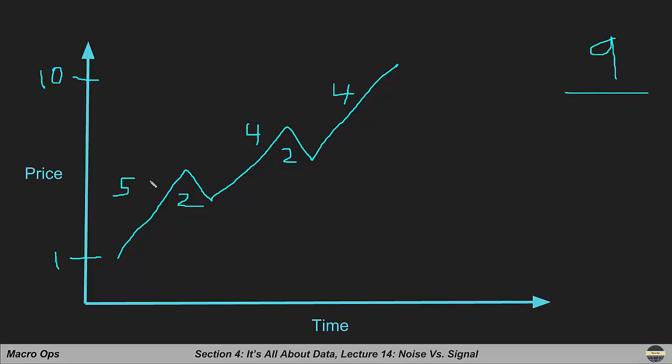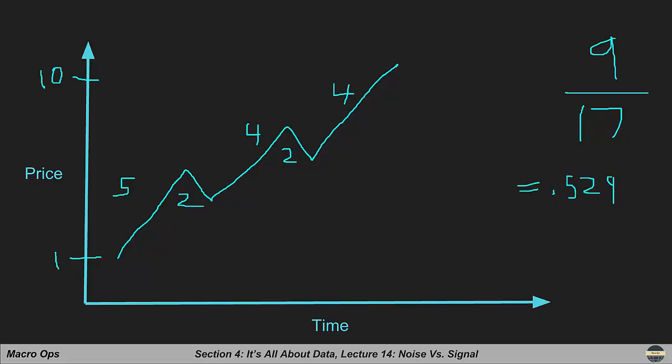And then we add up the total amount of swings to get the denominator. So 5 plus 2 is 7, plus 4 is 11, plus 2 is 13, plus 4 is 17. So our denominator is 17. And then we make that division, and we get an efficiency ratio of 0.529.